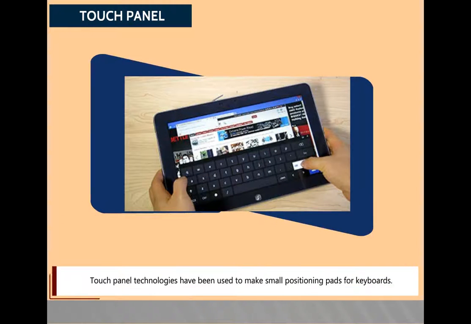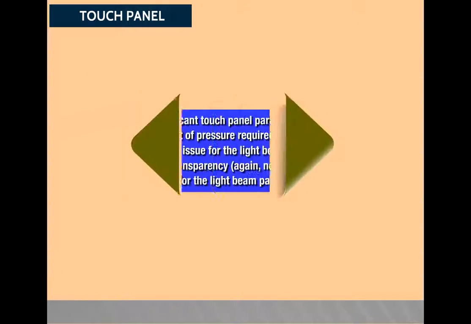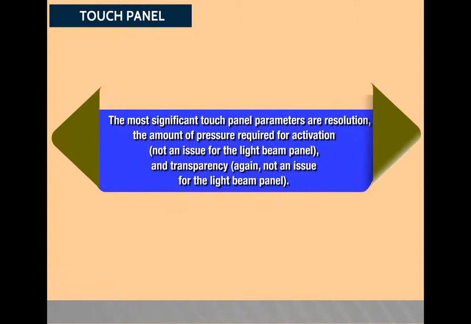Touch panel technologies have been used to make small positioning pads for keyboards. The most significant touch panel parameters are resolution, the amount of pressure required for activation, that is not an issue for the light beam panel, and transparency, that is again not an issue for the light beam panel.